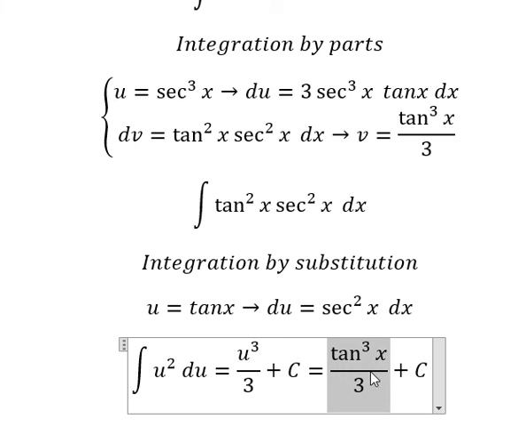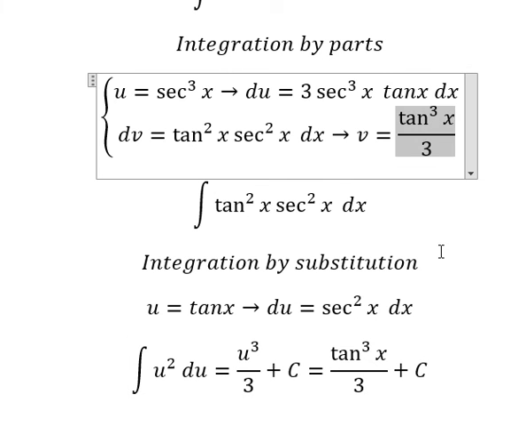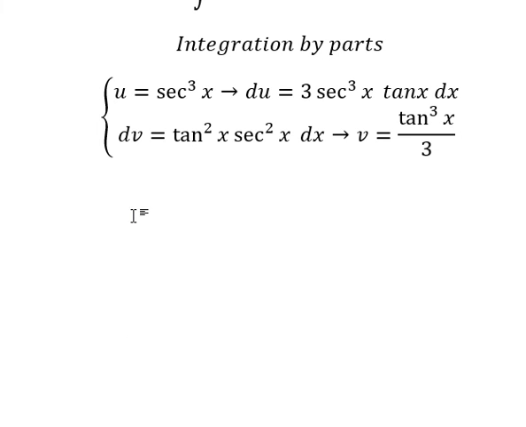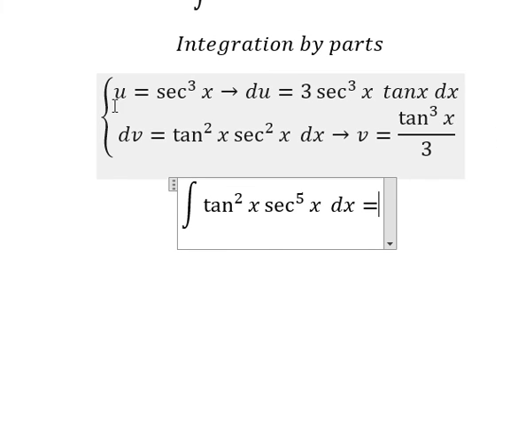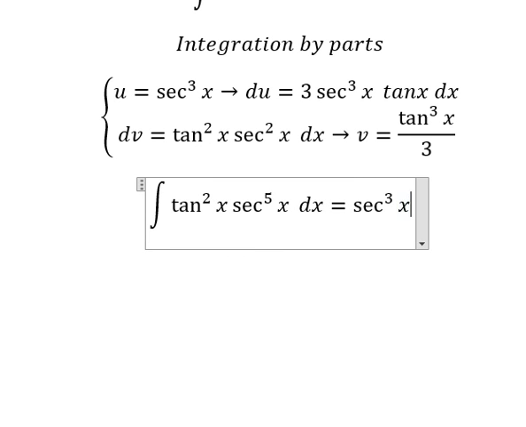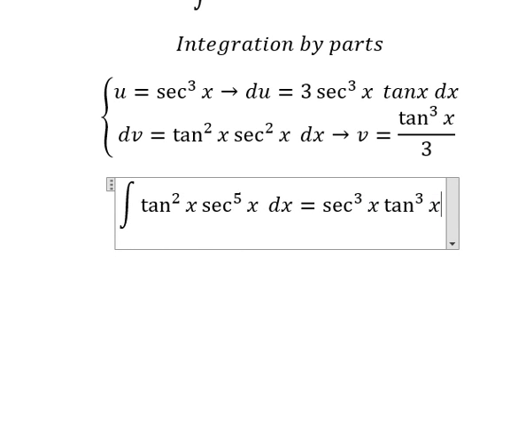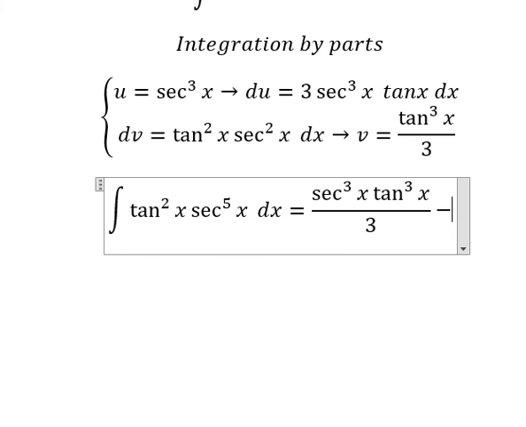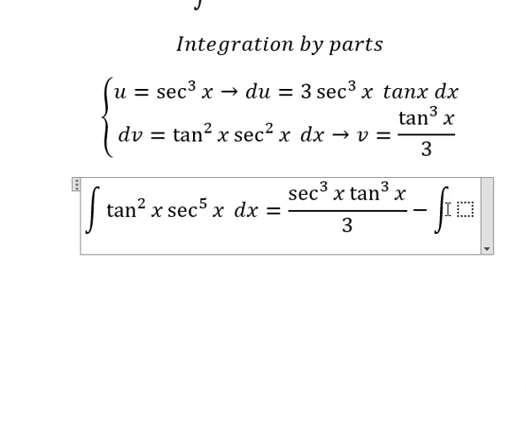And this is the reason why we have this one. So we have u multiplied by v minus the u multiplied by v. So number 3 and number 3 we cancel, and now we just have this integration.